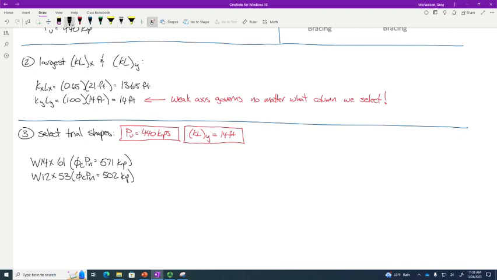Before we move on, I just want to ask a simple question. If I said pick between those two shapes with no other information, no other lookups, which one would you pick? The W12 by 53, because it's lighter. Exactly right. All right, so now we go to the W10. Tell me what W10 we ought to pick.